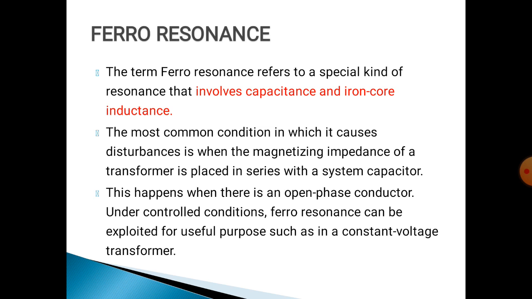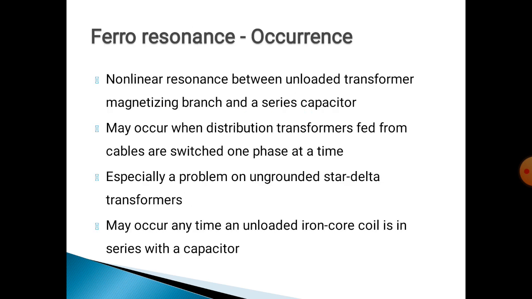There are basically two different characteristics. The first one is nonlinear and the second one is linear. In nonlinear resonance, the resonance is between the unloaded transformer magnetizing branch and a series capacitor. It mainly occurs when distribution transformers fed from cables are switched one phase at a time, especially a problem on ungrounded star delta transformers. And next, linear characteristics may occur anytime an unloaded iron core coil is in series with a capacitor.